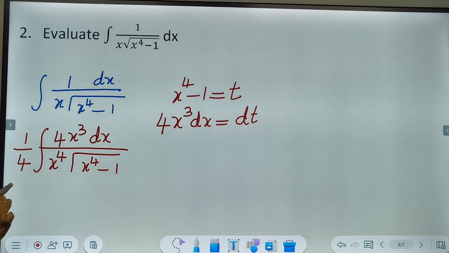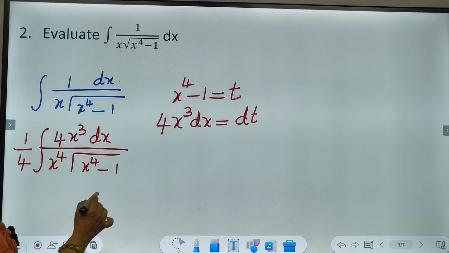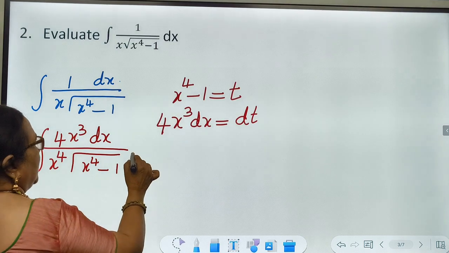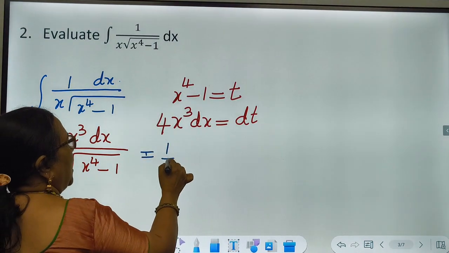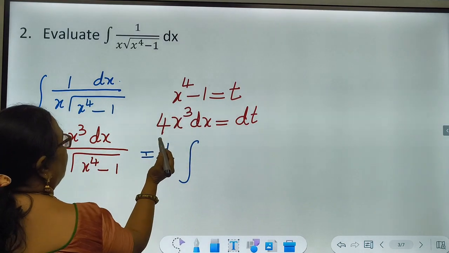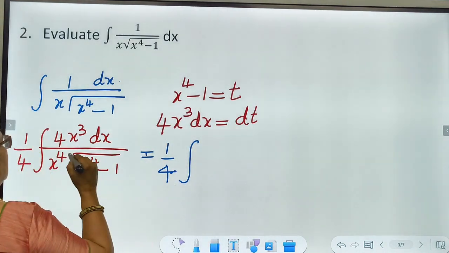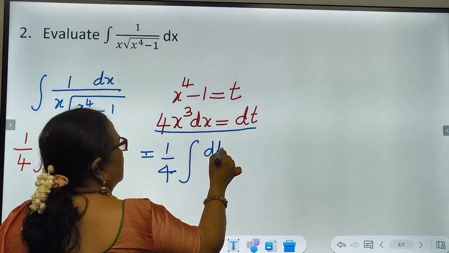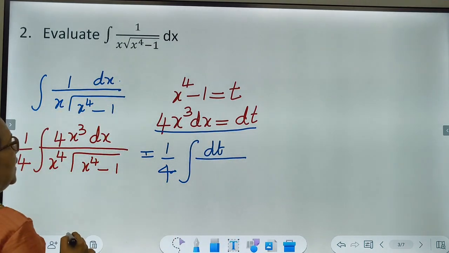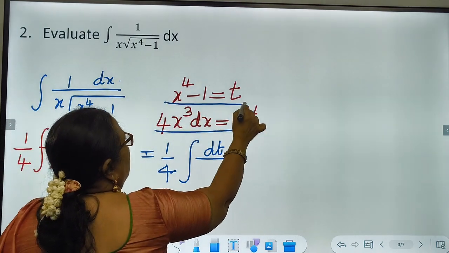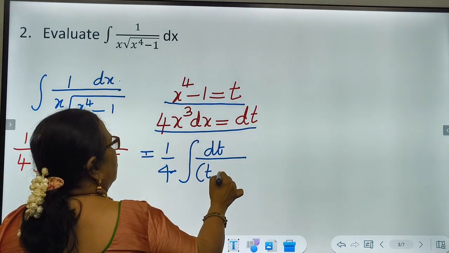Now I am going to write this in terms of t. So this will become equal to half into integral of 1 by 4 into 4x cube dx is dt by x power 4, which is what? T plus, what is x power 4? T plus 1.